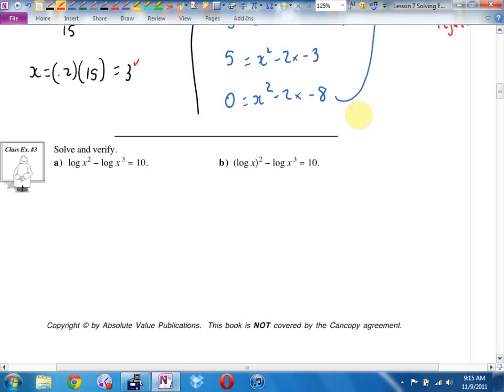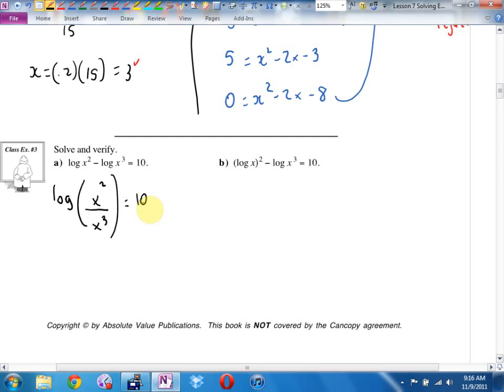What's minusing the same as? So this is really the log of x squared over x cubed equals 10. Do I have log equals one log? Do the logs cancel? Nope. Oh, I'll have to write this as an exponent then. What's my base here? What to the power of what equals what? This to that equals what's inside the log.